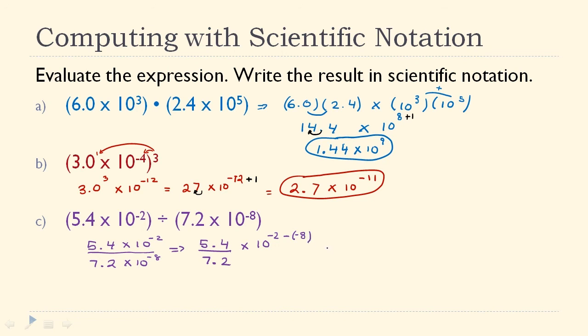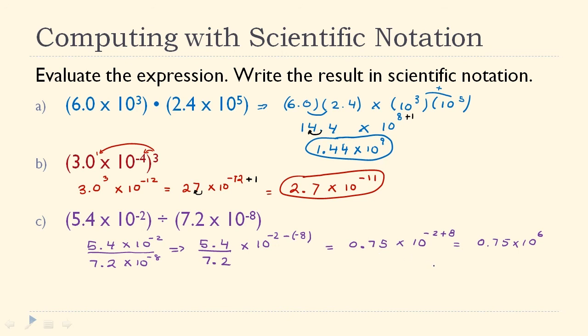5.4 divided by 7.2 gives me 0.75. And negative 2 minus a negative 8, remember, keep change change. This becomes negative 2 plus 8, which they're different signs, so I'm going to write this here, negative 2 plus 8, which simplifies down to 10 to the power of 6.